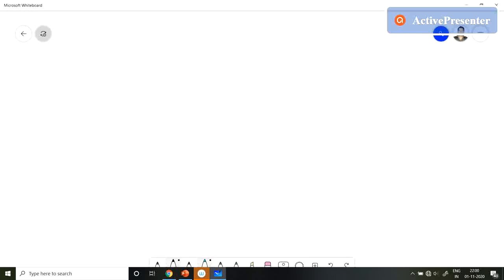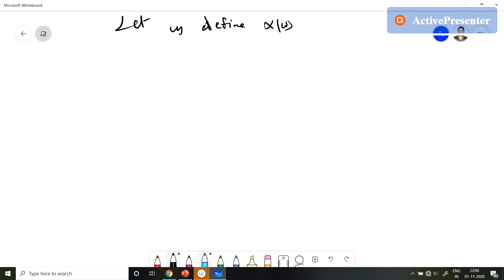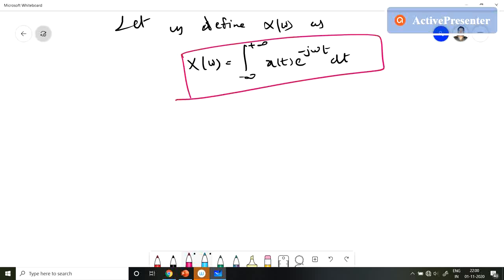Now let us define X(omega), capital omega, as the integral from minus infinity to plus infinity of x(t) e raised to the power minus j omega t dt. Let this be equation number 5. Now we can substitute 5 in 4.